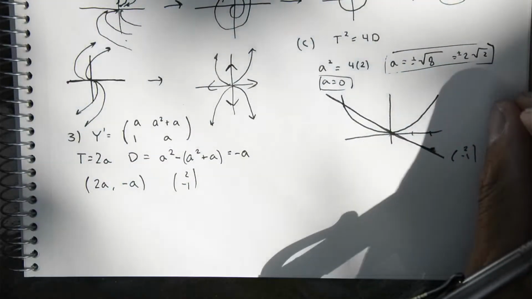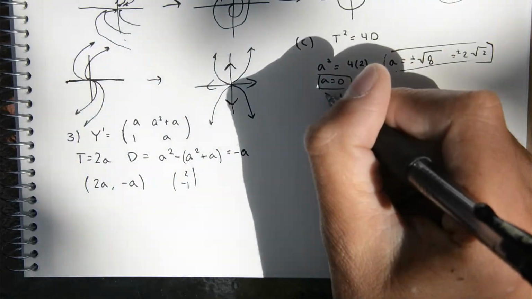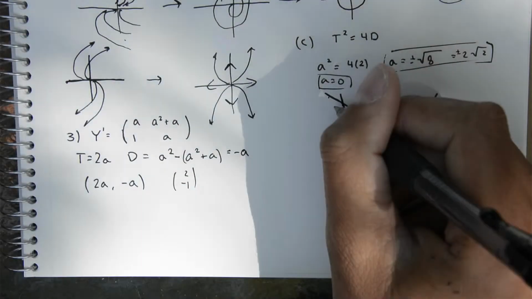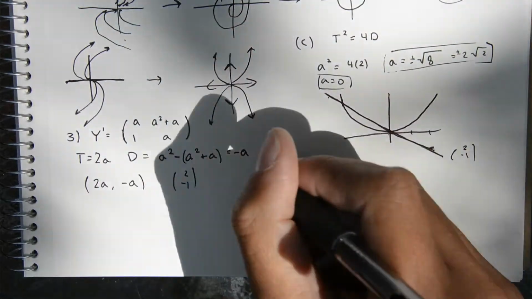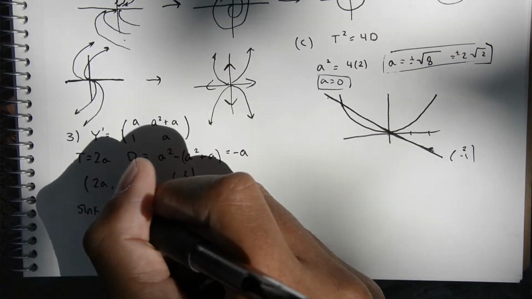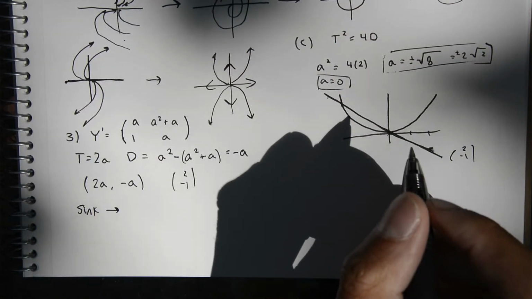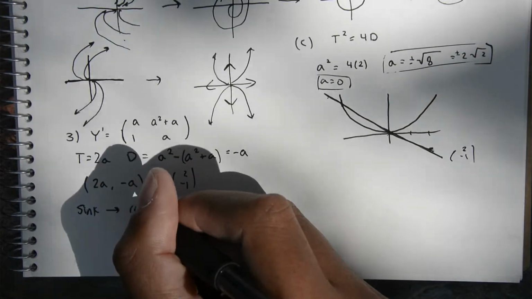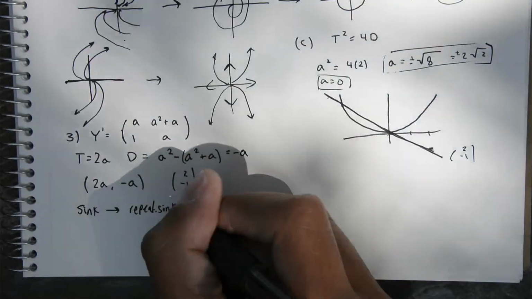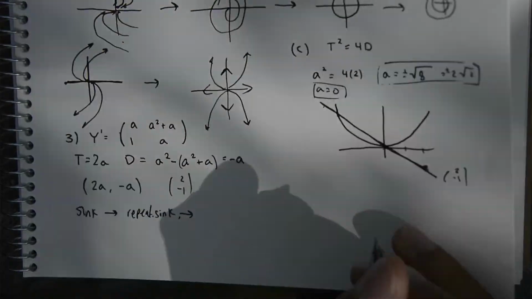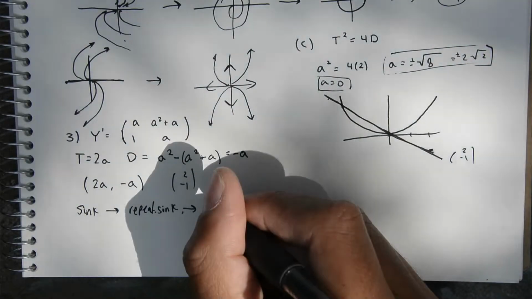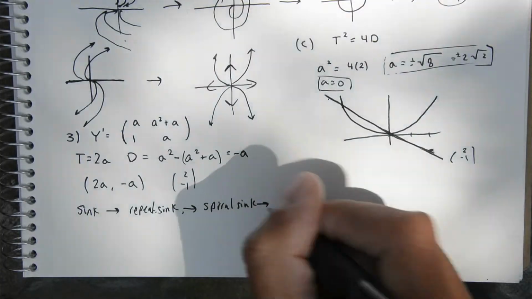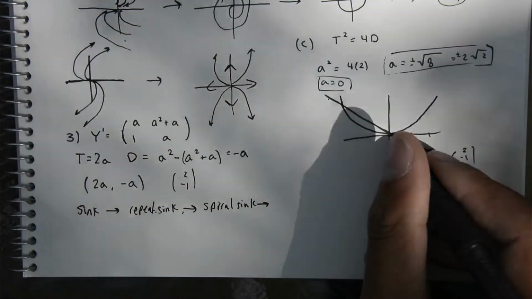Okay, so what is this going to do? We're going to go from a sink with real values to, what do we call it? Repeated sink. So one eigenvalue with geometric multiplicity 1. Then we're going to go to spiral sink. Then we're going to go to, what is this case?